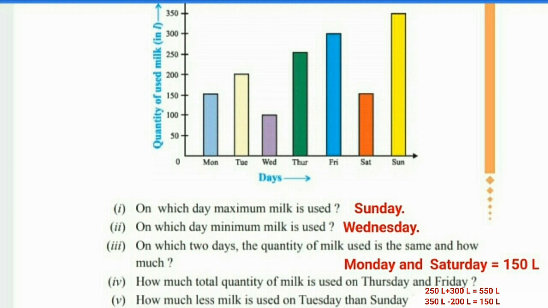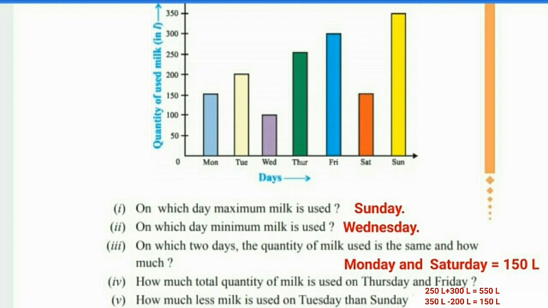Third, on which 2 days is the quantity of milk used the same and how much? You can see the sky blue and the orange colored bars are both the same, which represent the milk used on Monday and Saturday, which is equal to 150 liter. Fourth, how much total quantity of milk is used on Thursday and Friday? You can see on Thursday we used 250 liter and on Friday 300 liter. On adding, we get 550 liter in total.